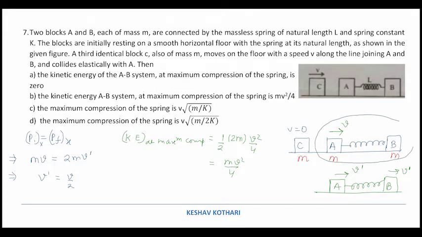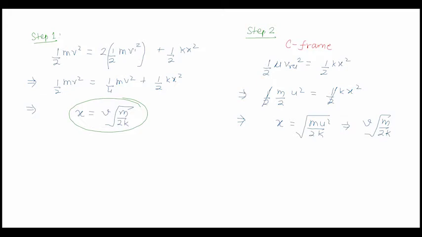So since initially the relative velocity between two blocks is equal to v, we can put the value over here in terms of half mu v relative square is equal to half kx square. In case you do not know about C frame, you can watch a video on C frame on my channel. It will help you through. Let us move to the next problem.